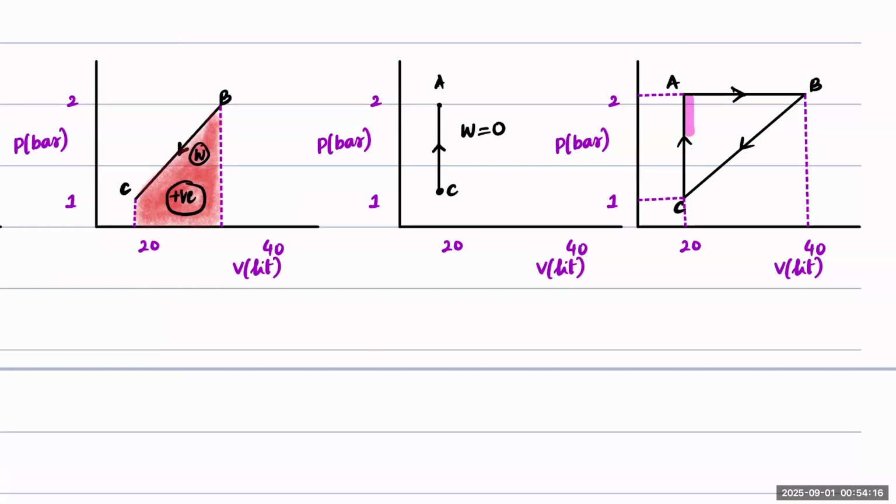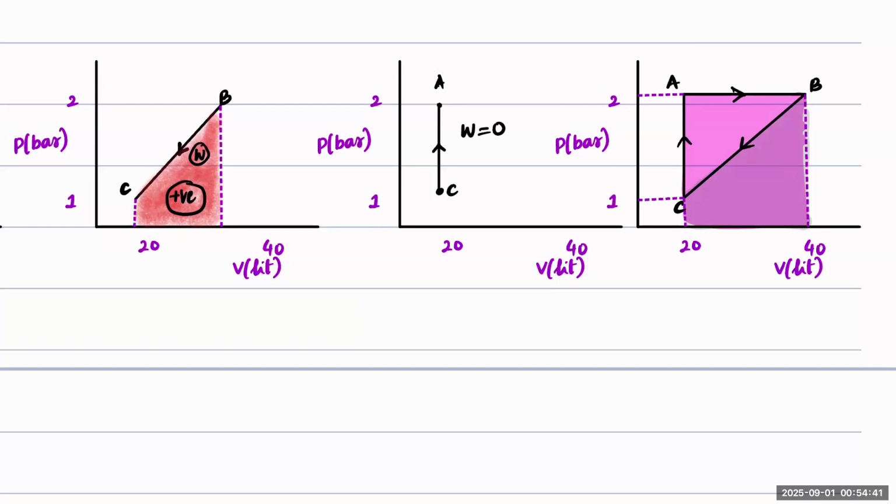This was the work done by the process A to B. This was work done from A to B. Correct? But that was a negative work done. Everybody, that is negative work done. And then I saw that this is the work done, which is positive work done. Correct? Now tell me what will be the net work done.